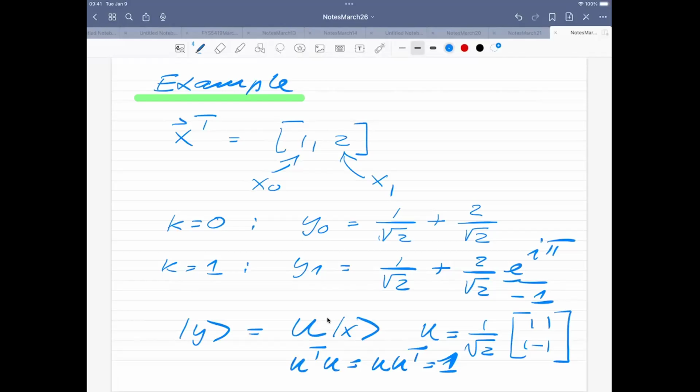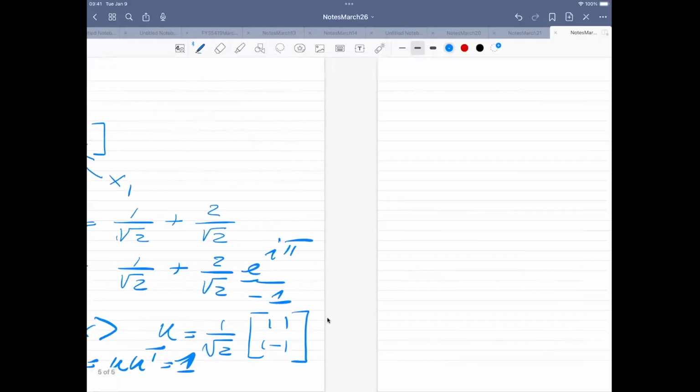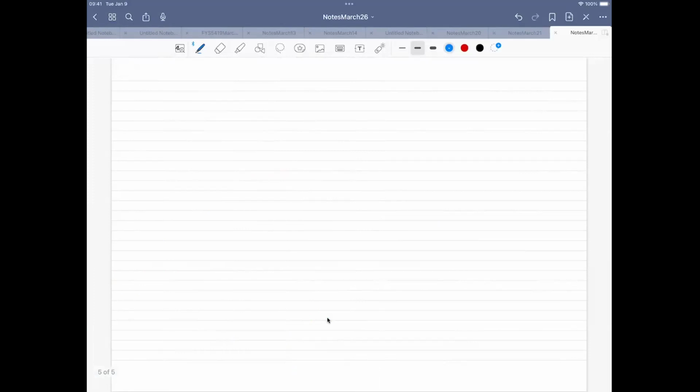So essentially, if we now look at what we have, you could think of this in terms of another example. So let's look at that.